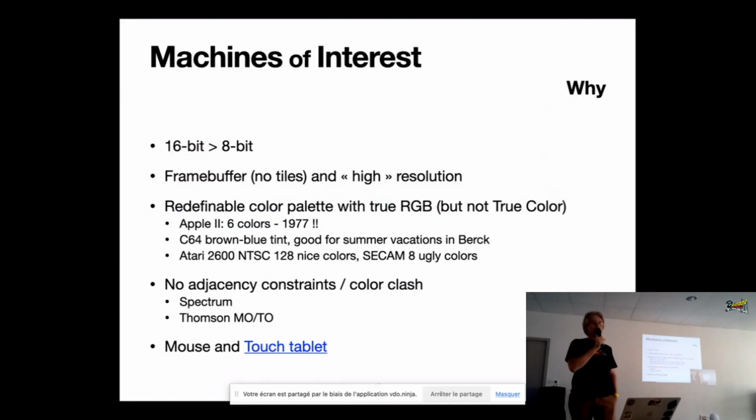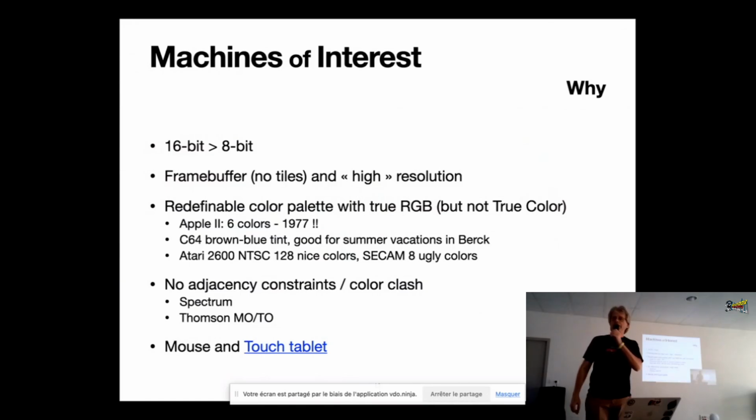Also, on 8-bit computers, there was the problem of economical or shoddy adaptations to non-American video standards, like the Atari VCS, the first gaming console that was really popular. It had many colors in NTSC and only 8 ugly colors when the console was sold in France and adapted for SECAM. And thanks to the full frame buffer and real palette, we don't have adjacency constraints or color clash, which is when the color of a pixel constrains what can be displayed in the surrounding pixels. You don't have that kind of constraint, so you can do arbitrary pictures on an Atari or Amiga or these machines.